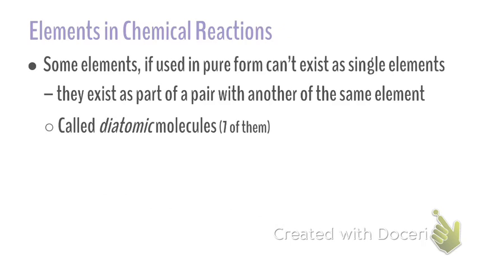This is something that we need to write down. In a chemical reaction, it might tell you oxygen gas or hydrogen gas or something like that. There are some elements that can't exist by themselves. They have to exist in a pair with one of the same. So there are 7 diatomic molecules. They even make a 7 on the periodic table.